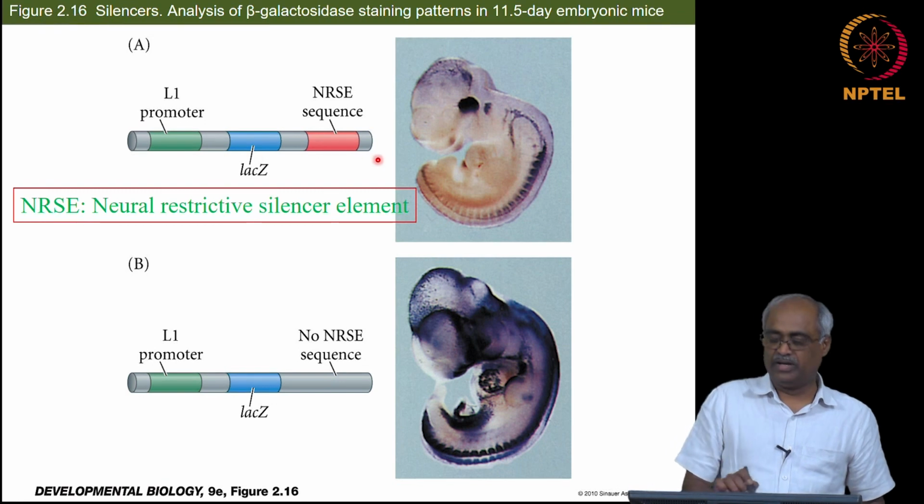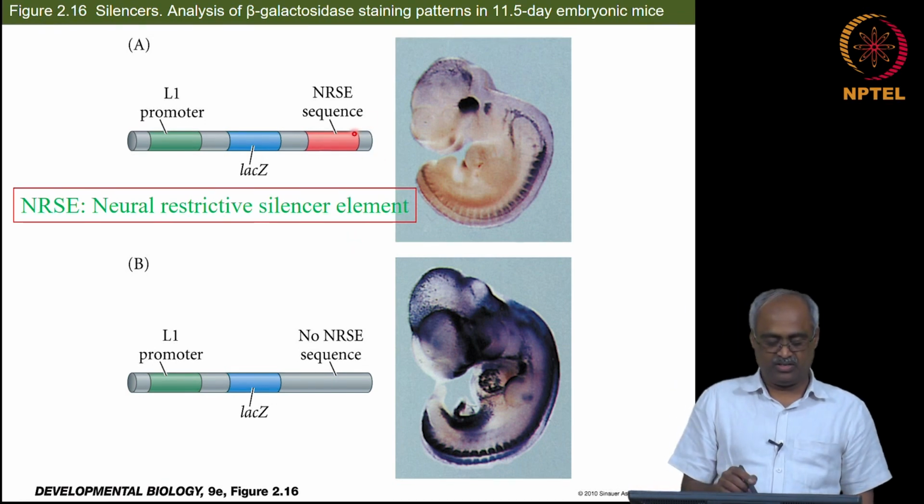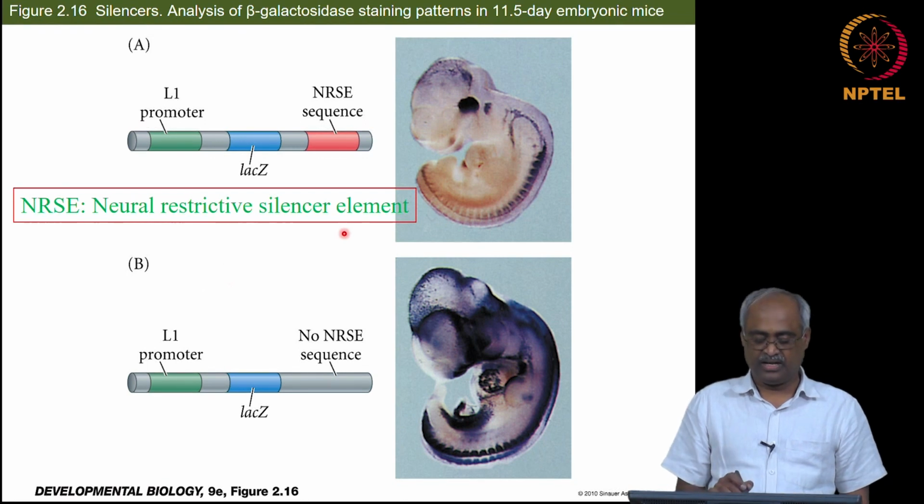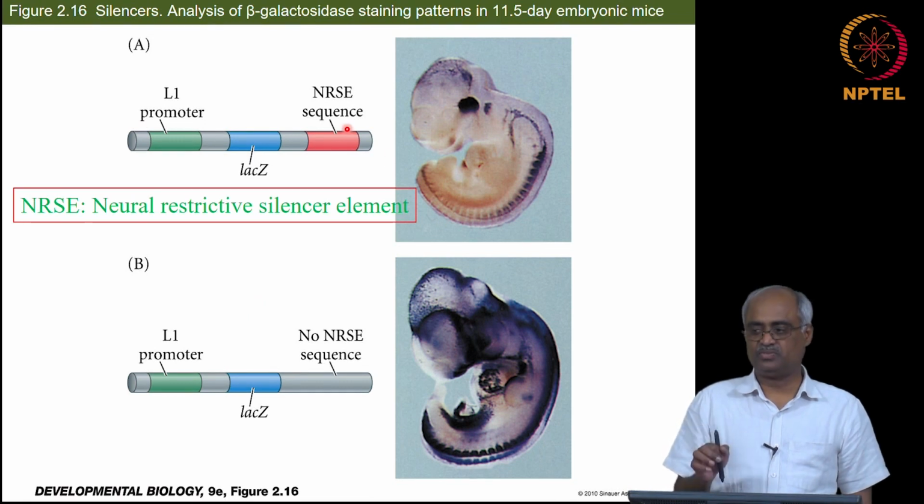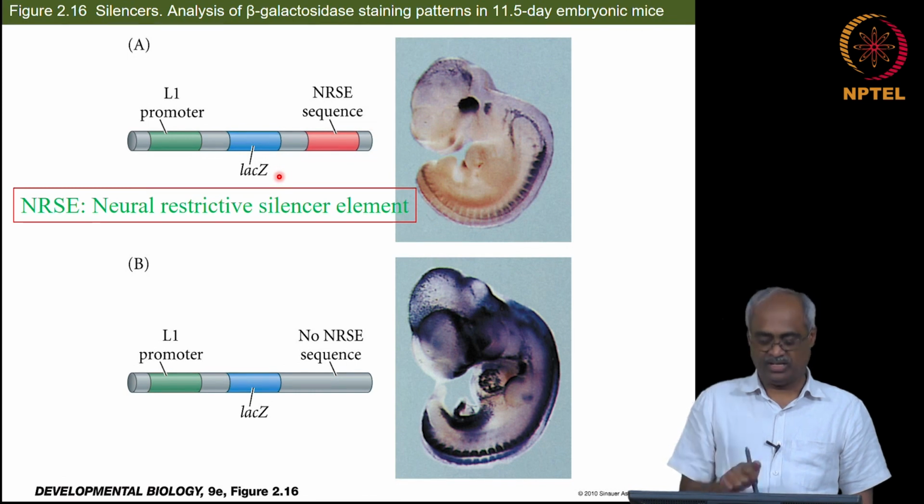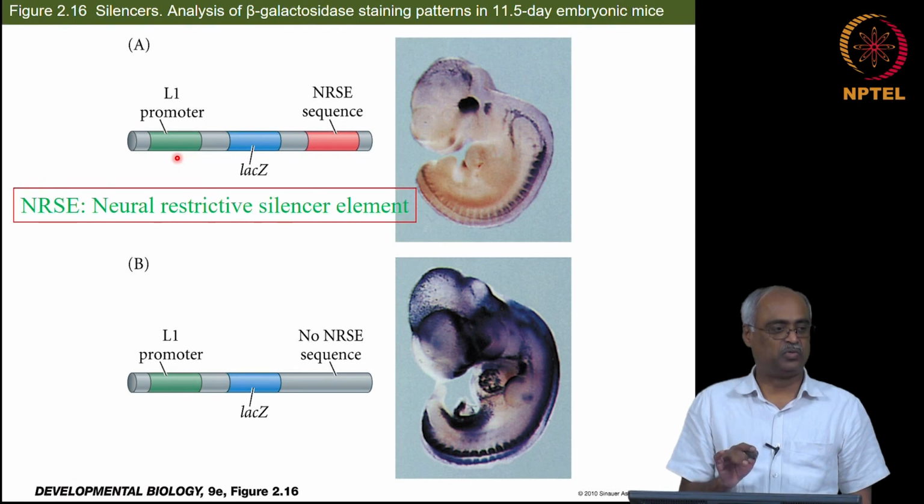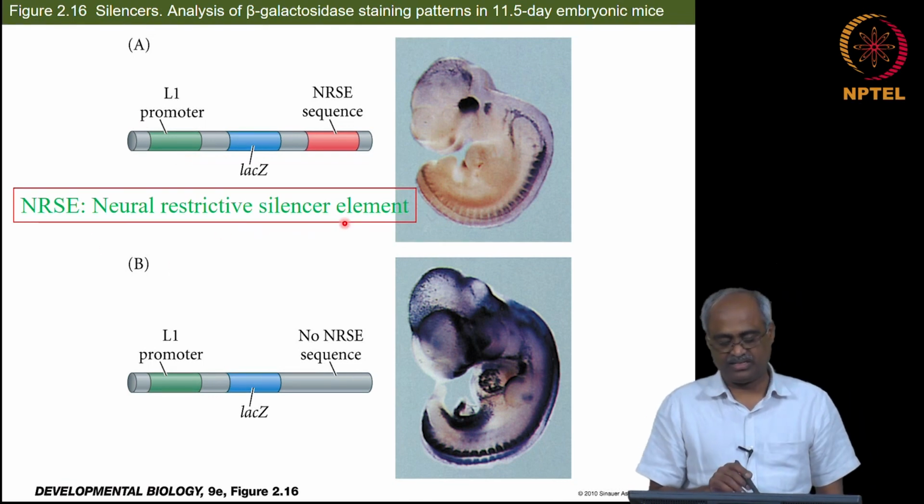Silencers are like the opposite of enhancers. So here is one example, an element called the neural restrictive silencer element. It binds a protein that is expressed in all tissues except neurons. As a result, in all the tissues this sequence will be bound by that protein, and there the genes under the influence of this particular enhancer will not be expressed. Therefore the genes downstream of those promoters will be expressed only in neurons, and as a result this is called the neural restrictive silencer.